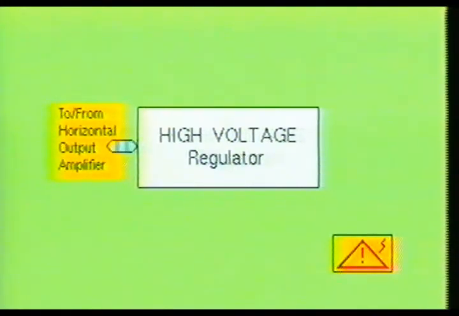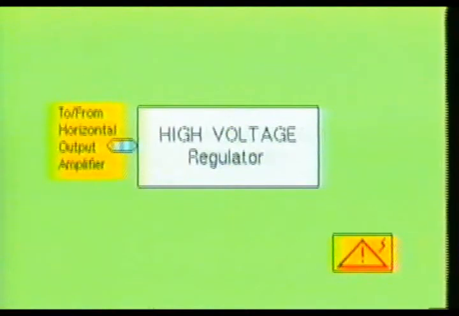If the voltage on the amplifier stage becomes too high, the high voltage regulator will cause it to reduce the magnitude of the voltage. Or, if the output of the amplifier is too low, it will cause the output of the amplifier to increase the magnitude of the signal.